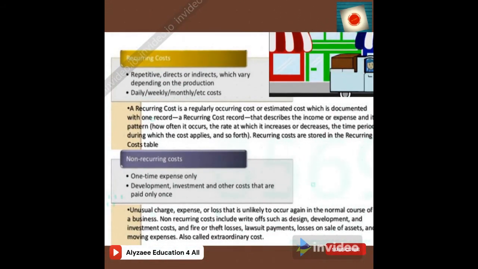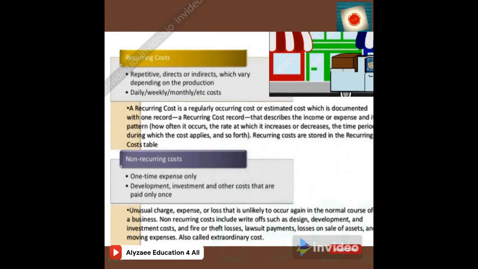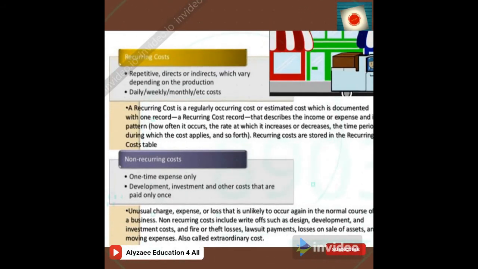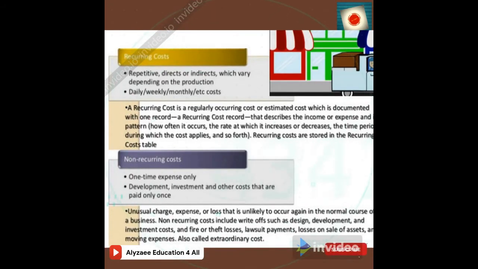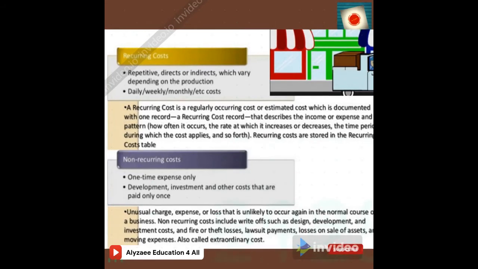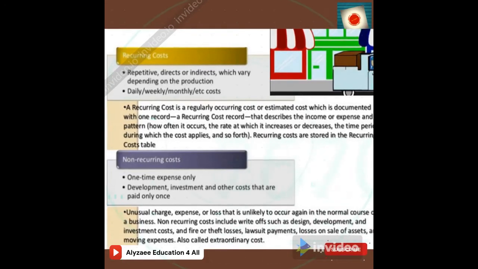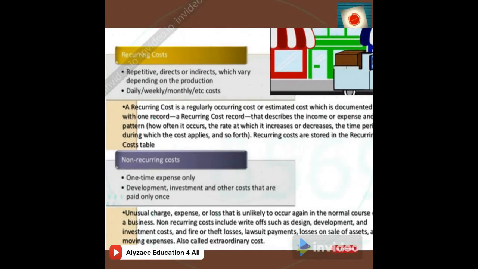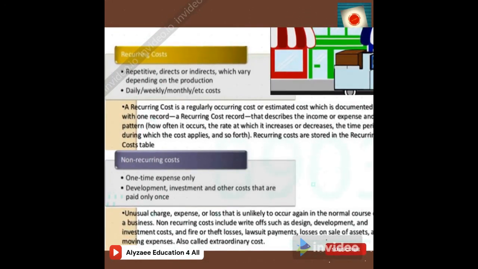So what is a recurring cost record? It describes the income or expense and its pattern: how often it occurs, as discussed above, whether daily, weekly or monthly, what the potential is, the increases and decreases, the time period during which the cost applies, and so forth. So recurring costs are stored in the recurring cost table.